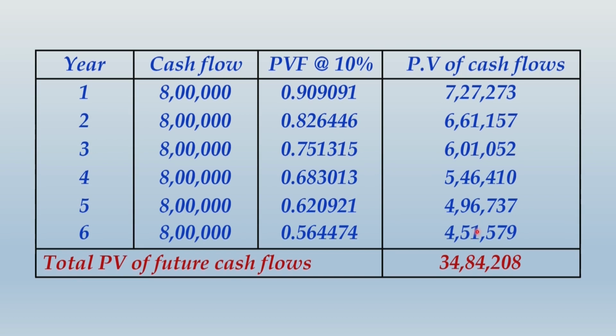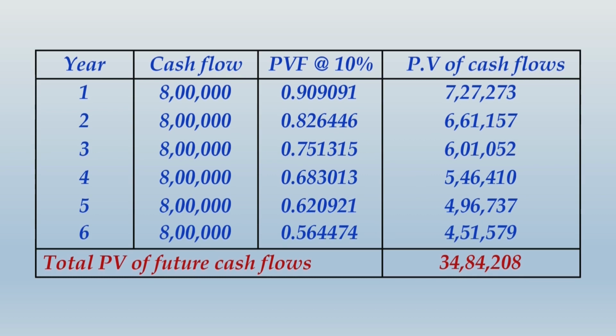So mathematically, do you know what is happening? 8 lakh into this factor plus another 8 lakh into this factor plus another 8 lakh into this factor. If I don't do this, instead I take all these as common value outside the bracket, and within the bracket if I take aggregate of all these, I will directly get the cumulative PV factor. Cumulative PV factor can also be known as annuity factor.